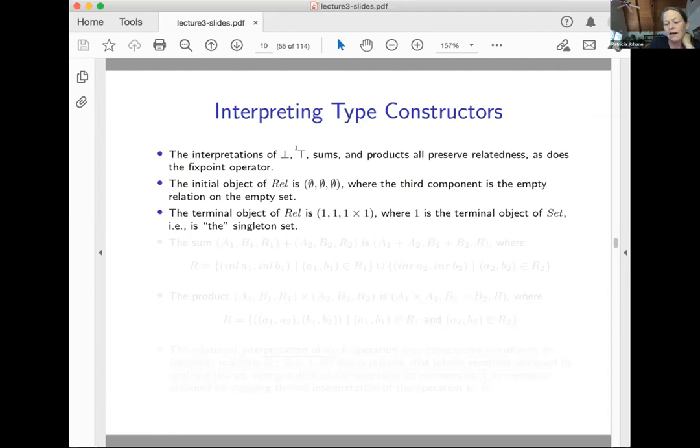For top, I'm going to write one for the terminal object in Set. So I can think of it as the singleton set. They're all isomorphic. So I'm just going to write one for that instead of writing a set with some randomly named element in it. Okay, so I'll take the terminal object of Rel. So the way I'm going to interpret top is as one, one: the terminal object in Set, the terminal object in Set, and then the relation that is total on this domain and codomain.